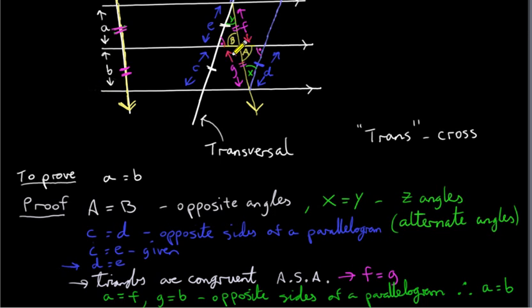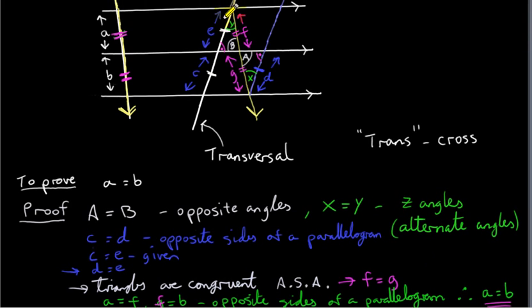But since F is equal to G, then A must equal B, because A is equal to F, B is equal to G. They're both equal to the same thing. A is equal to F, G is equal to B. So we could replace this G with F, for example. So both A and B are equal to the same thing. They're both equal to F. So that means that A is equal to B, and that's what we had to prove.